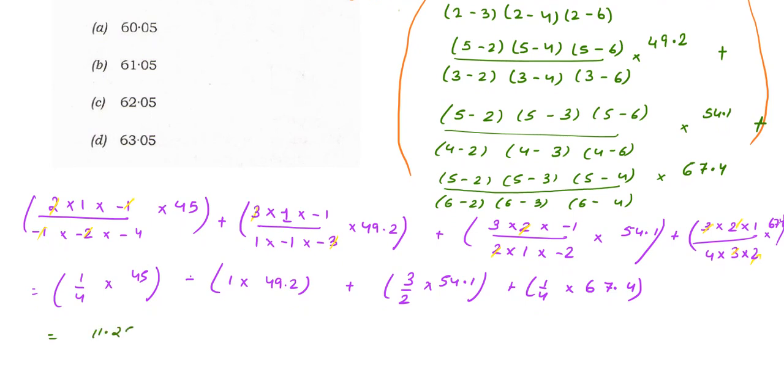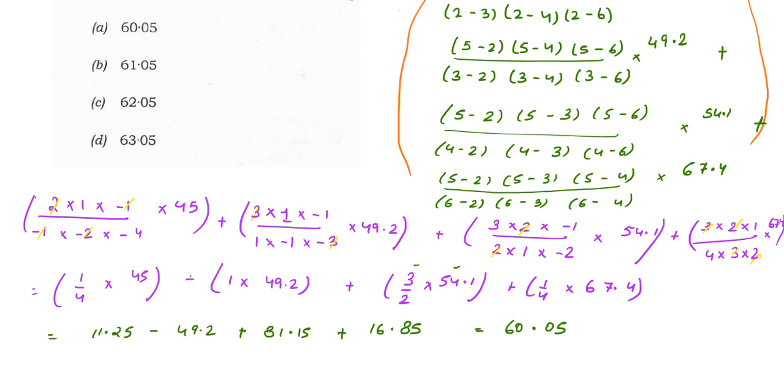So solving this further, here we will calculate these values. From the first equation, 45 divided by 4 is 11.25, minus this is simply 49.2, plus here we have 54.1 into 3, which is 162.3, divided by 2 we will get 81.15, plus we have 67.4 divided by 4 will give us 16.85. Adding all these three, you can see here we have 11, 49, 81, 16. So this is minus 49, and 60.05 will be the calculated value of this equation.